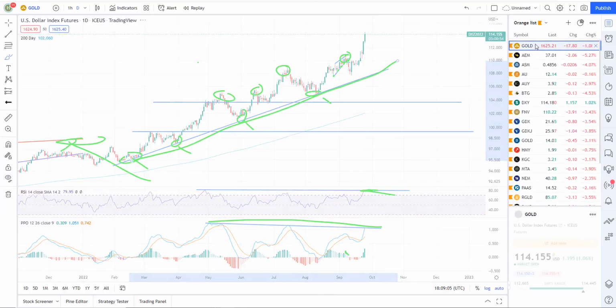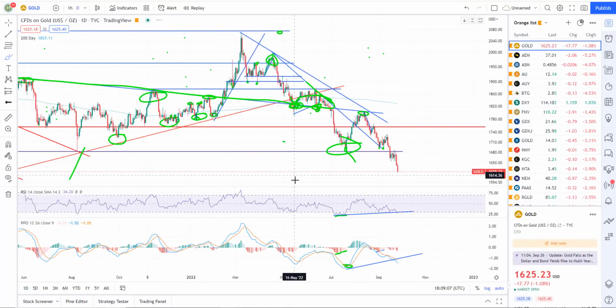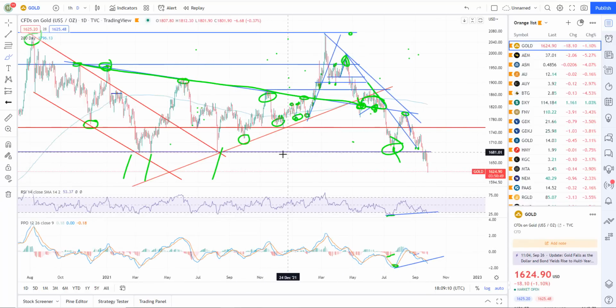Looking at gold, which is really priced in dollars, you can see we recently broke this support level of 1680.